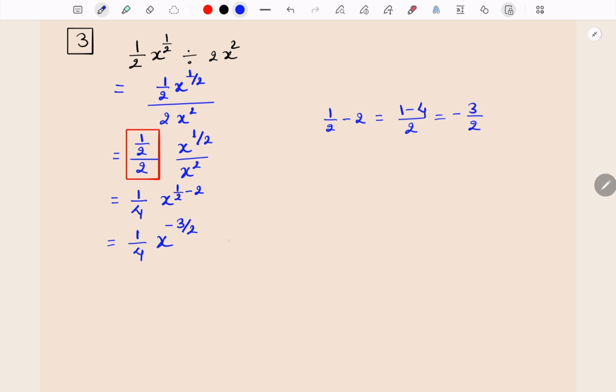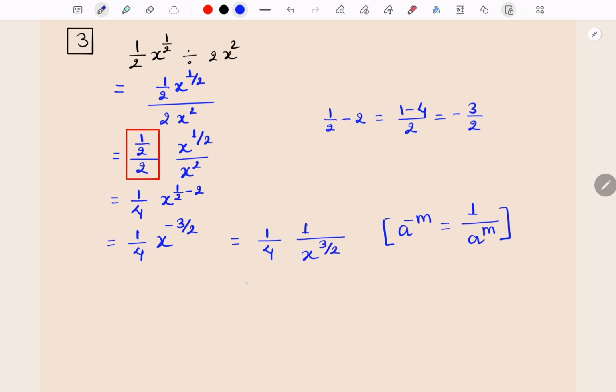Now from the laws of negative indices, I can write this as 1 over x raised to the power of 3 over 2. Why? Because we know that a raised to the power of negative m can be written as 1 over a raised to the power of m.